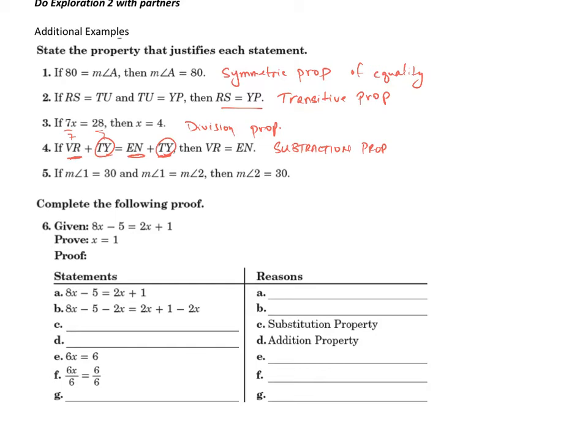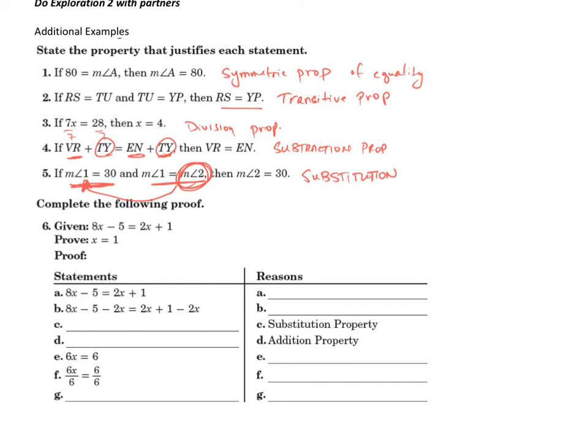And then over here, the measure of angle 1 is 30, and the measure of angle 1 equals the measure of angle 2. That means the measure of angle 2 is 30. So if the measure of angle 1 is 30, and the measure of angle 1 equals the measure of angle 2, this is just substitution. I'm substituting this in here instead. It's not transitive. This one is substitution.